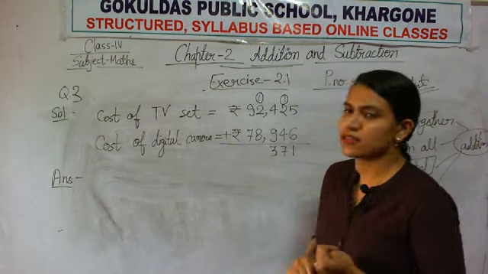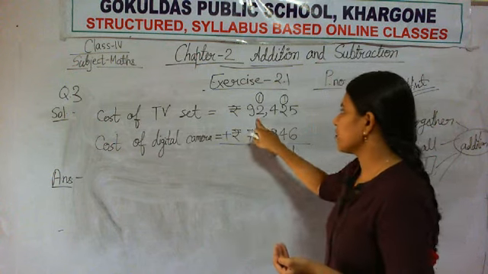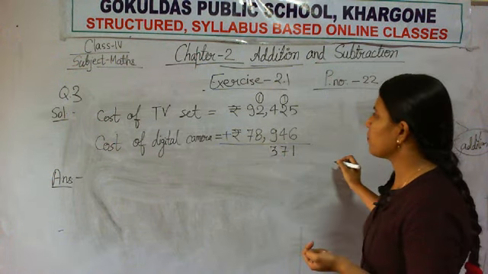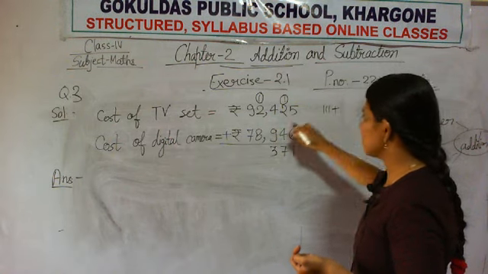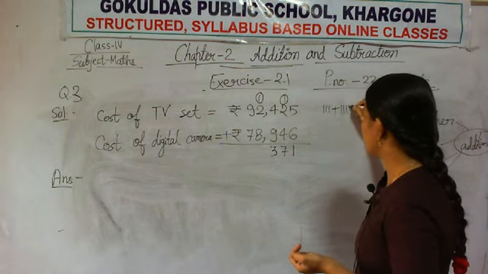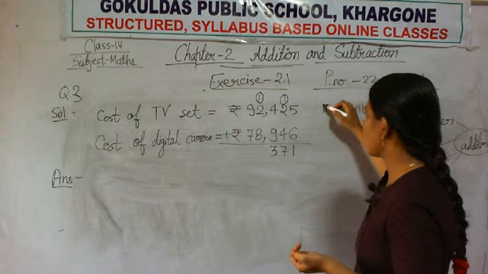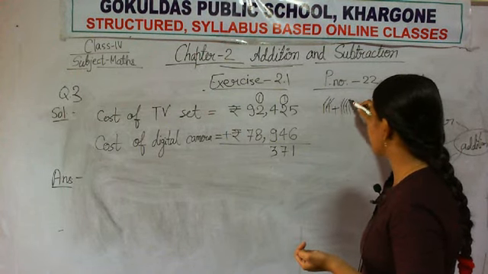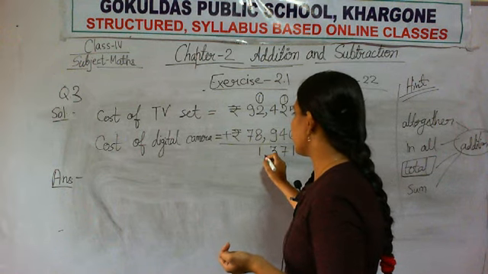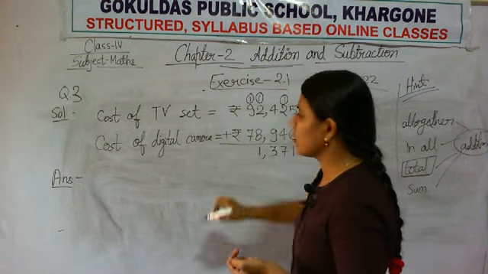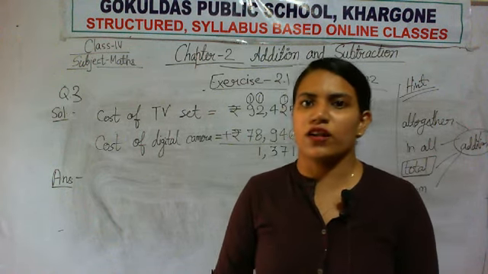Now 2 plus 1 is 3. 3 plus 8. If you don't know, then make sticks. 1, 2, 3, plus next is 8. 1, 2, 3, 4, 5, 6, 7, 8. Now count 1, 2, 3, 4, 5, 6, 7, 8, 9, 10, 11. So you will write 1 over here and 1 will be regrouped with the next column.